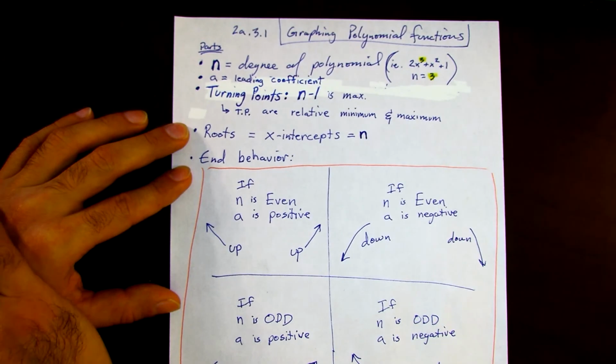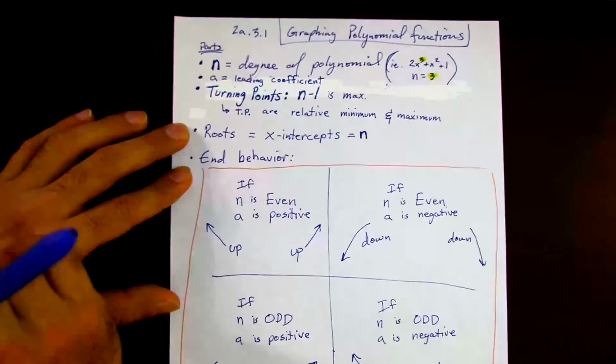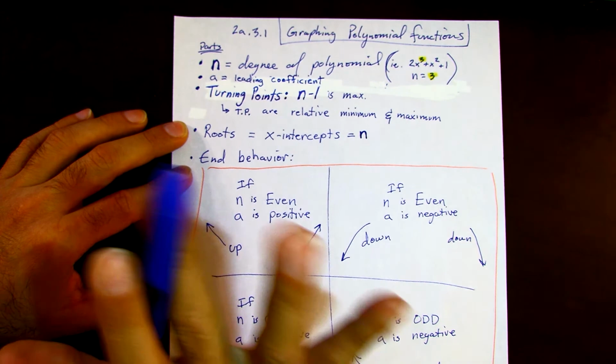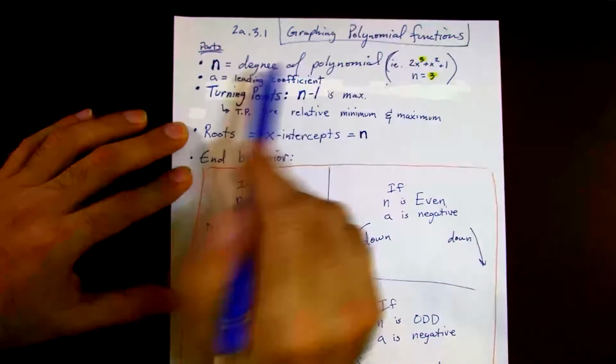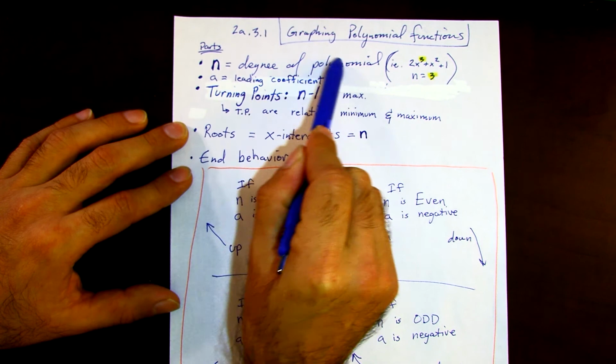Now, we aren't even going to go to the step yet where we are going to graph it fully. We're going to find all the information around it, and that's going to give us a good idea about what the graph looks like. Okay, so we have a couple parts that we just have to label here. The parts are the n value is the degree of the polynomial.